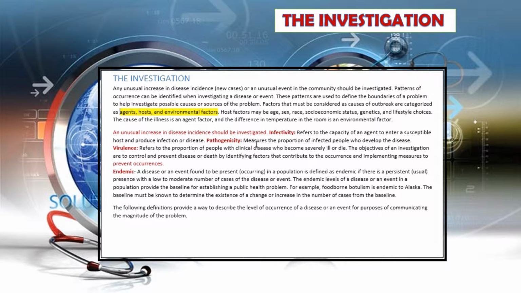So when you're looking at an investigation, you're going to look at what's the agent here, what's the host here, and what are the environmental factors that are adding to this. We'll expand more on this in a different lesson when we talk about evidence-based practice. This is components of what's called an epidemiological triangle. That's what we look at. But for now, just know that's the things that we'll look at. So an unusual increase in a disease or incidence should be investigated. I put it in red because it's very important. Let's talk about a few things that I want to make sure that you're aware of and understand.